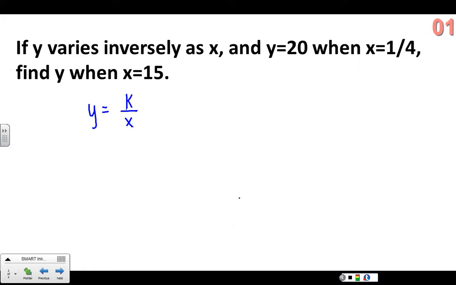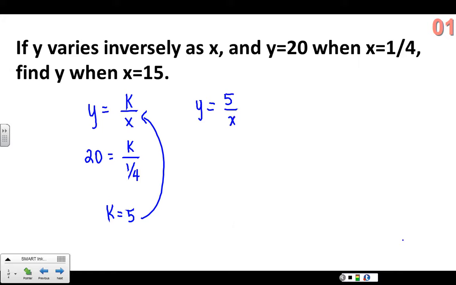So it says y equals 20 when x is 1/4. So 20 equals k over 1/4. To solve for k, I'm going to cross multiply here. 1/4 times 20, k would actually equal 5. Taking that back up, my rule for this problem is y is equal to 5 over x.